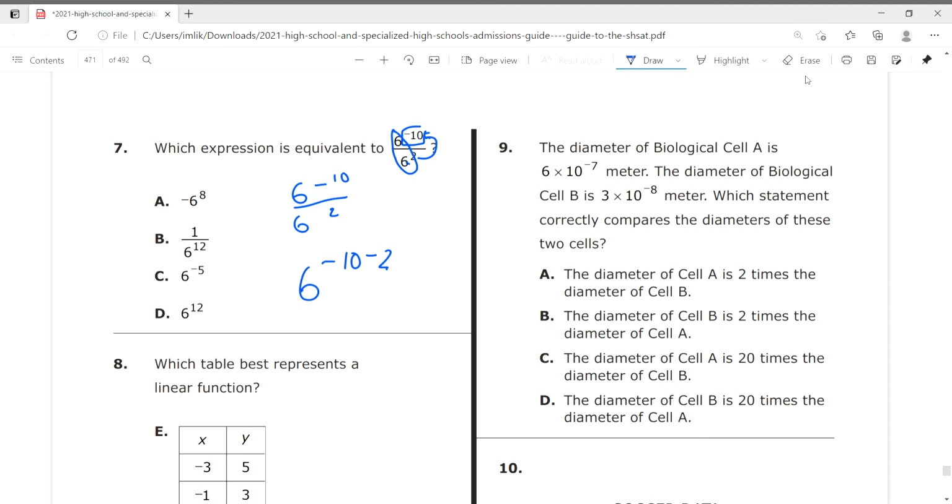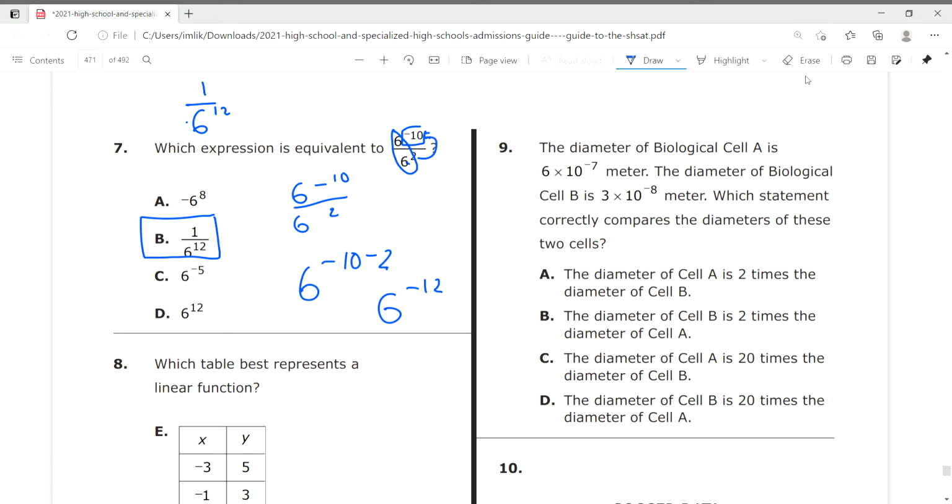Negative 10 minus 2 is negative 12, so we have 6 to the power of negative 12. We look here, it's not really an answer, but remember, whenever you have a negative exponent, it'll turn into a fraction. So 6 to the power of negative 12 is just equal to 1 over 6 to the power of 12, which is B.